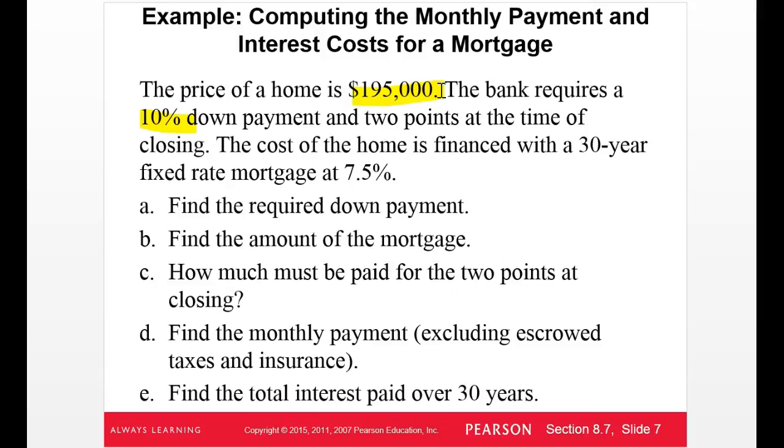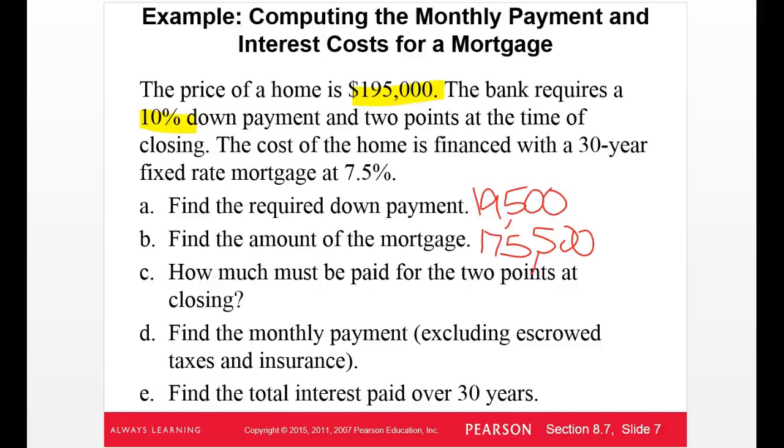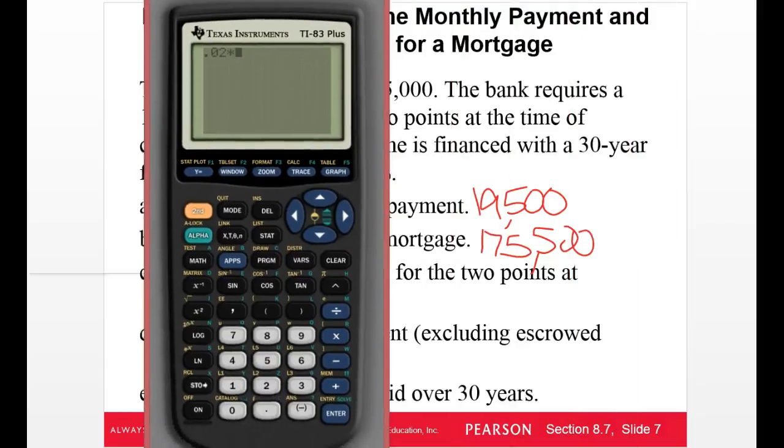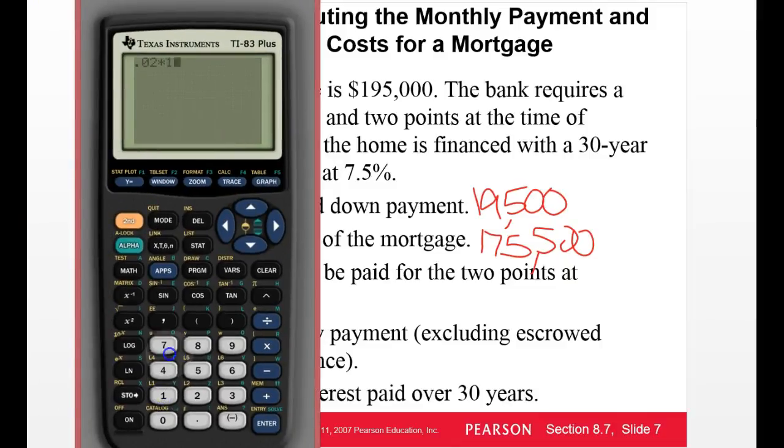Okay. Now, what's the amount of the mortgage? Well, we're going to take that 19,500, subtract it from the 195,000, and that gives us the mortgage amount, $175,500. All right, how much do we have to pay for those 2 points? So 2 points, that's 2% of the amount that we're going to have to borrow. So that's 2% of this 175,500. So 0.02 times 175,500.